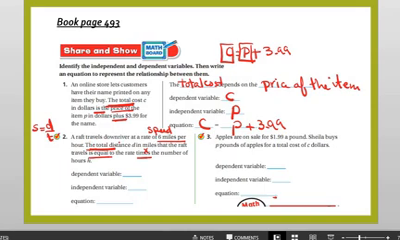A raft travels down river at a rate of 6 miles per hour. The total distance, this is the dependent variable, the result, the conclusion, D, in miles that the raft travels is equal to the rate times the number of hours. So our dependent variable is what? The total distance, D. The independent variable is what? The number of hours. The rate here is constant.